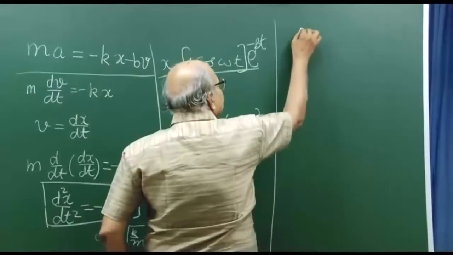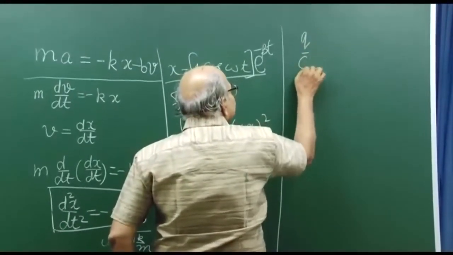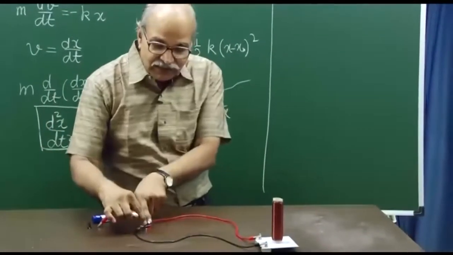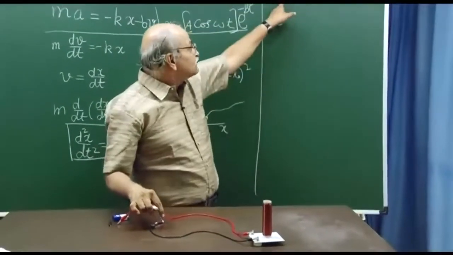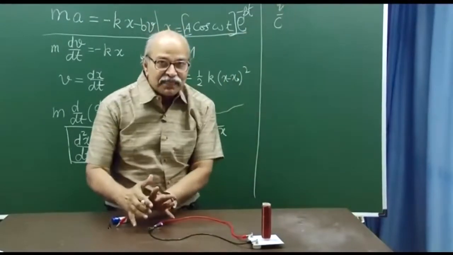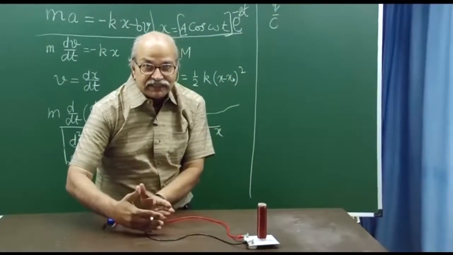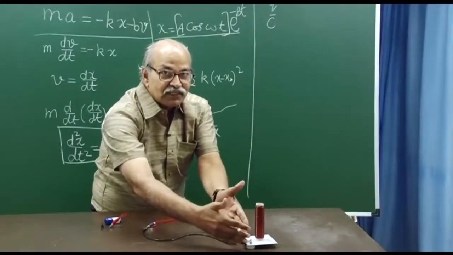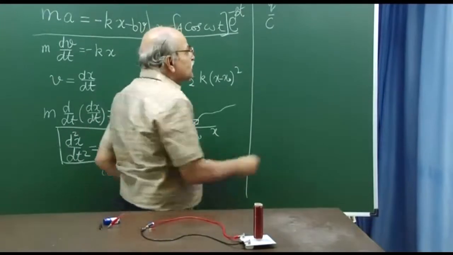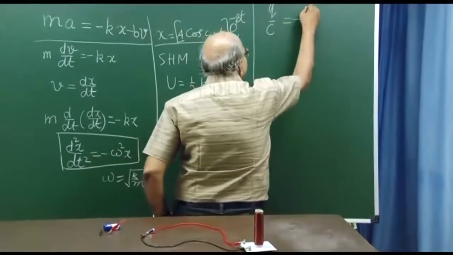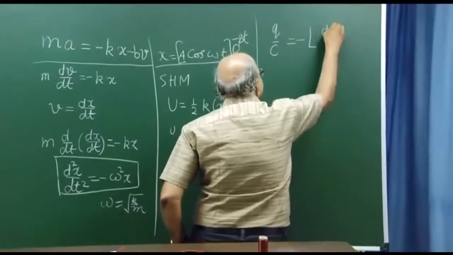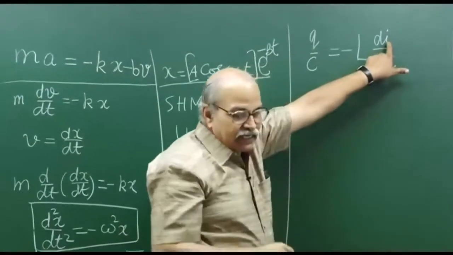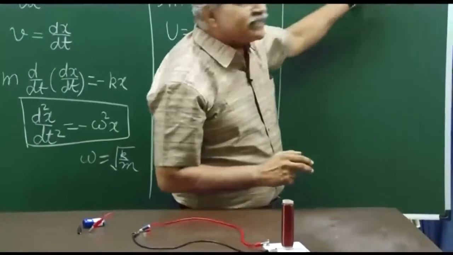this Q by C. What is that Q by C? Q is the charge on this capacitor, Q as a function of time, and C is the capacitance. So this is the voltage at the ends of the capacitor, and the corresponding part on this solenoid, which are connected, will be minus some constant times di dt. What is this I? This is the current here, and what is di dt?